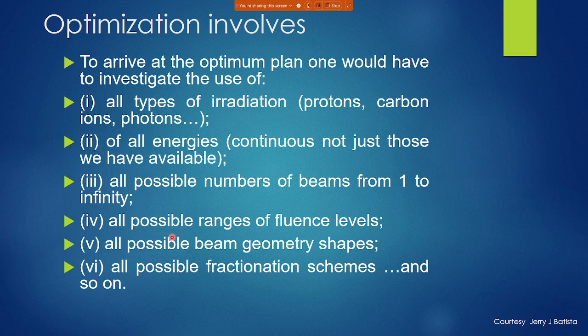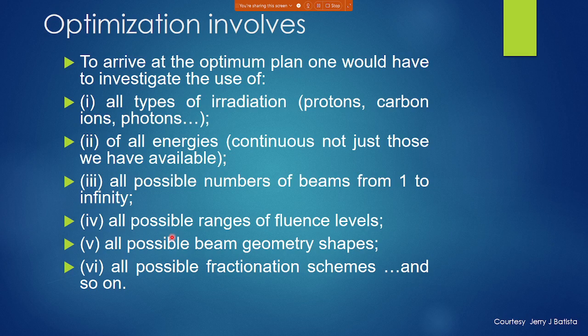And basically, an optimization should involve several things. One is to arrive at an optimum plan, there are different beams available: proton, carbon ions, photon. No, no, ideally, I'm talking, right? You may not have a machine which gives all this, but the ideal condition is that you should optimize over all energies, not just those we have available, right? You should have all energies possible, all possible number of beams from 1 to infinity.